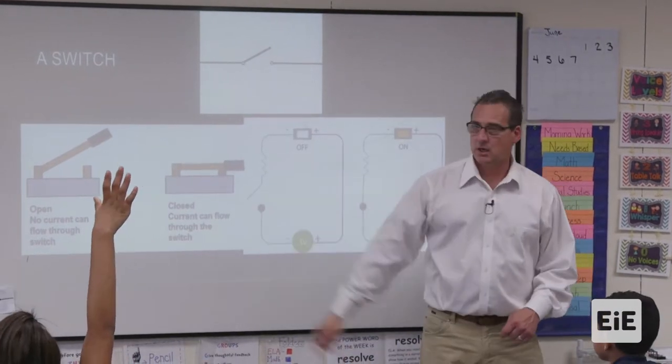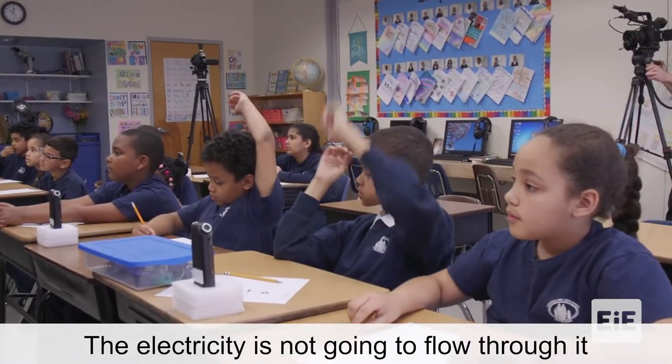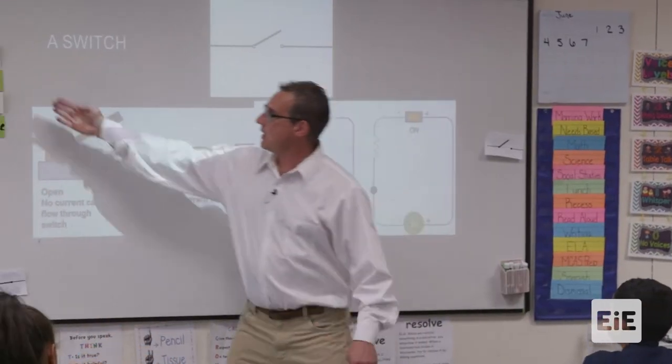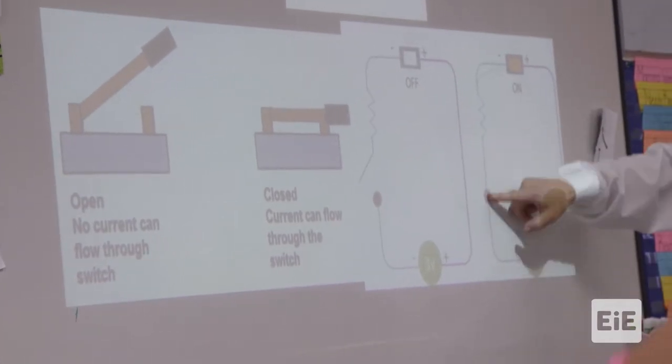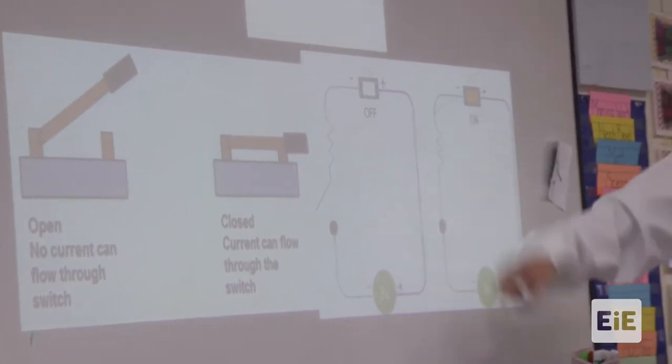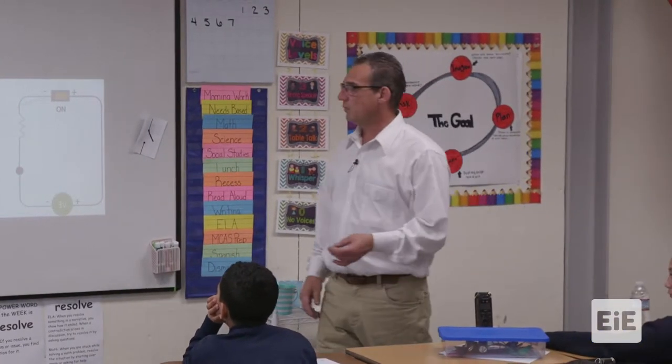As demonstrated here, what's going to happen to the flow of electrons? That the electricity is not going to flow through it. That's right. We're not going to have a current. We're not going to complete a circuit. Now, if I close the switch, we have a continuous current, and we're able to have a flow of electrons uninterrupted, so it's going to illuminate a light bulb or run an appliance.